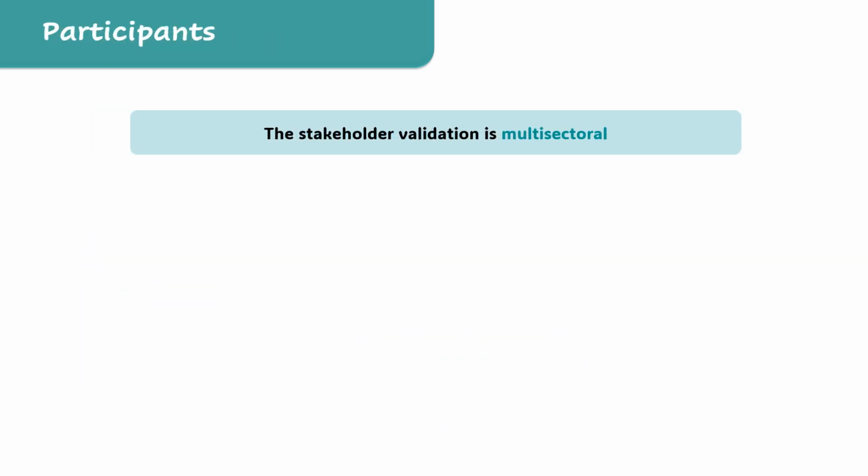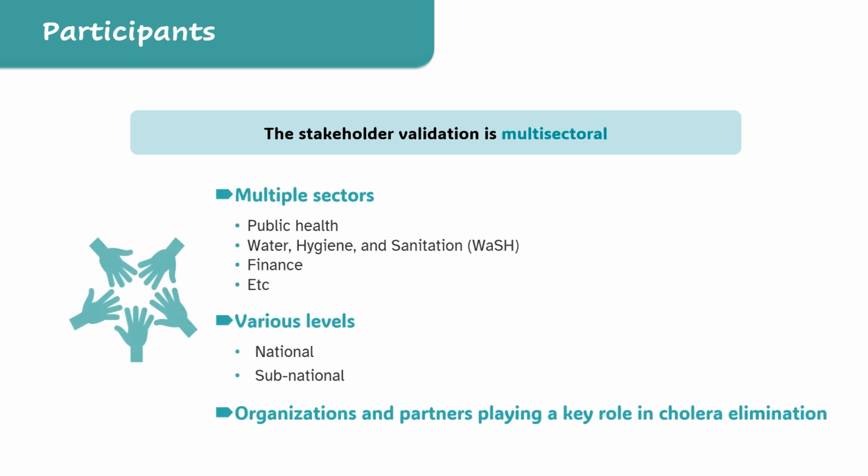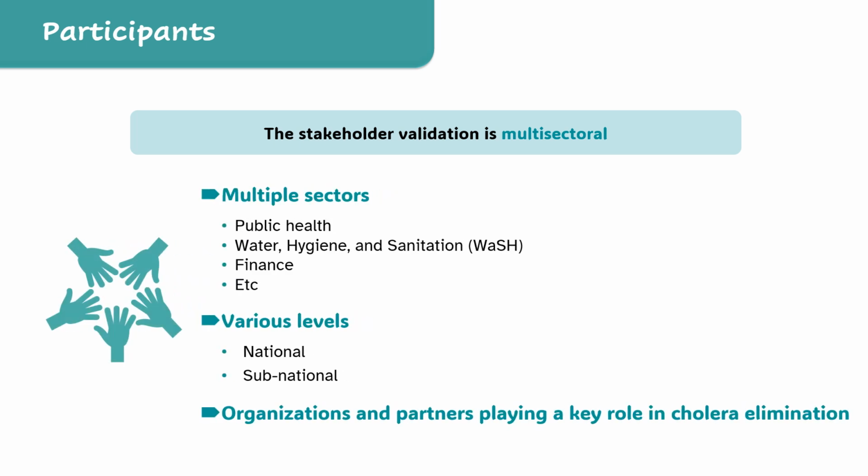When establishing the list of participants, make sure that the PAMI validation will be as multi-sectoral as possible. Consider inviting multiple sectors beyond the public health sector, such as WASH, finance, and so on. It is also advisable to invite representatives from different levels, ensuring that both the national level and subnational levels are represented. Overall, make sure that all organizations and partners that play an active role in cholera elimination in your country are given a chance to be involved in the PAMI validation.